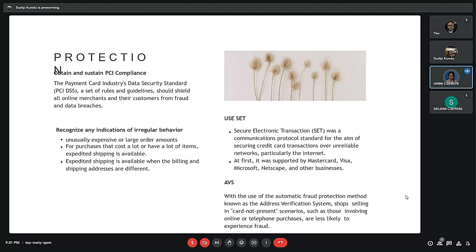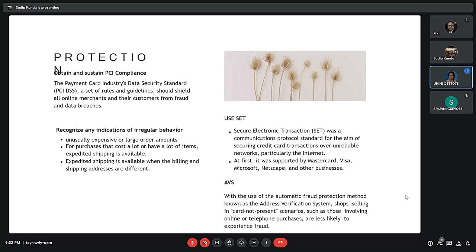Now, since we have talked about the threats, we will talk about the protections. The first is to opt in and sustain PCI compliance, the Payment Card Industry Data Security Standard. This has a set of rules and guidelines that shield all online merchants and their customers from fraud, data breaches, privacy breaches, or any type of unauthorized transactions.